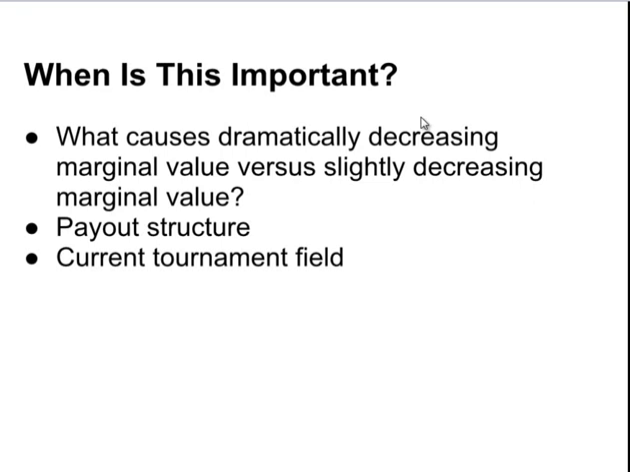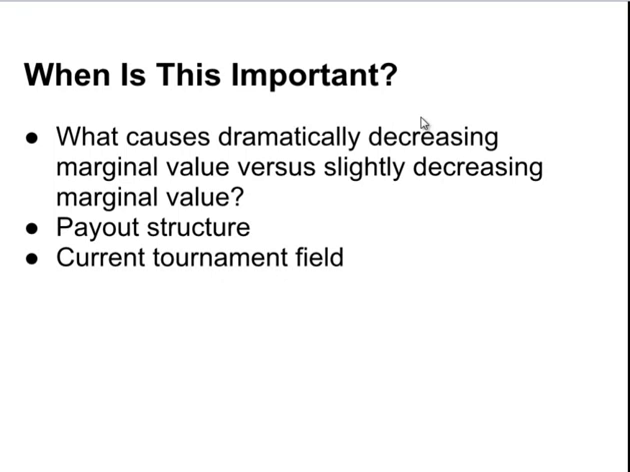So what we're looking for is what causes dramatically decreasing marginal value versus slightly decreasing marginal value. The two things that we're going to look at that can create situations where this concept is important are payout structure and current tournament field. What I mean by payout structure is how the prize money is assigned, and what I mean by current tournament field is a whole bunch of other factors.